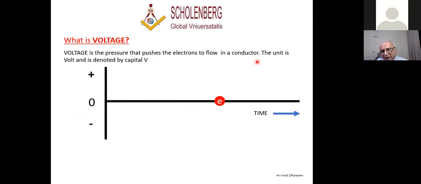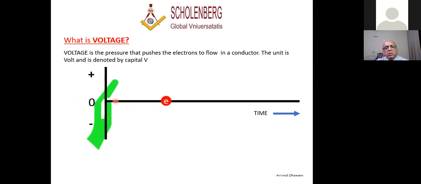Electrons can't flow by themselves. A vehicle, if you have a four-wheeler, you can't start it by itself. It needs a push. It needs a kick. Somebody has to kick it. Either you push it mechanically or you use a battery. Once the push is given through a battery source, then the vehicle starts.